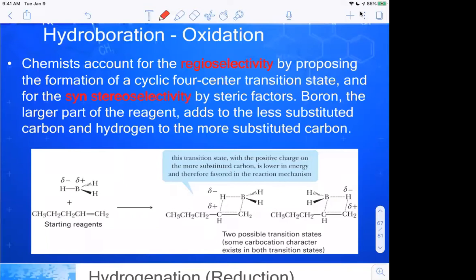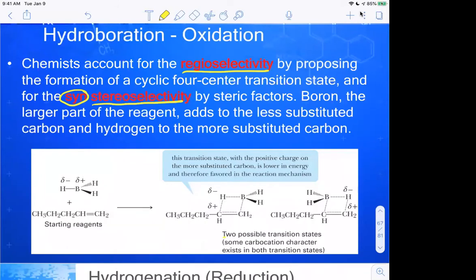Now I'm just going to go over this quick. This is one of the reactions that I'm really not going to focus on the chemistry or on the mechanism. So you're not responsible for this. Just know that this difference in regioselectivity, that anti-Markovnikov, and the syn stereochemistry can be attributed to this four-membered cyclic transition state. So the regiochemistry is because I formed this four-membered cyclic transition state.